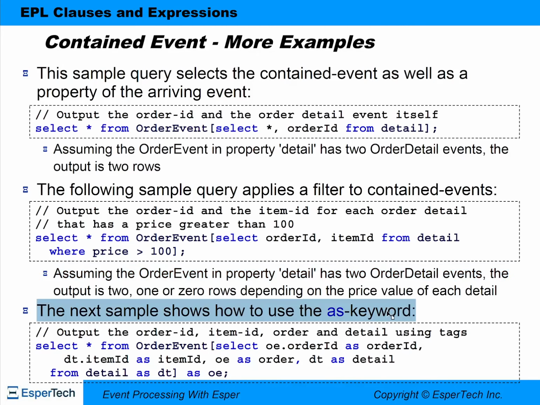The next sample shows how to use the as keyword. It outputs the order ID, item ID, order and detail using tags. Select star from order event, square brackets, select OE.order ID as order ID, comma, DT.item ID as item ID, comma, OE is order, comma, DT is detail, from detail as DT as OE.